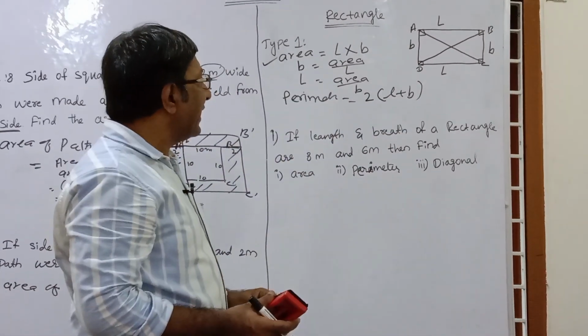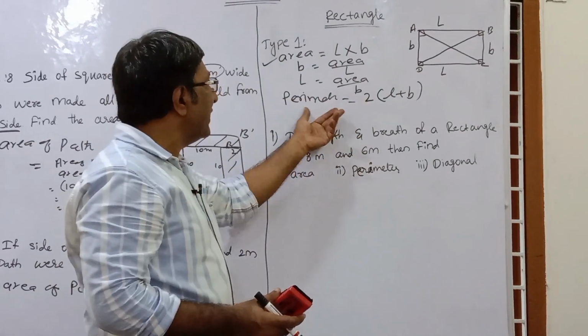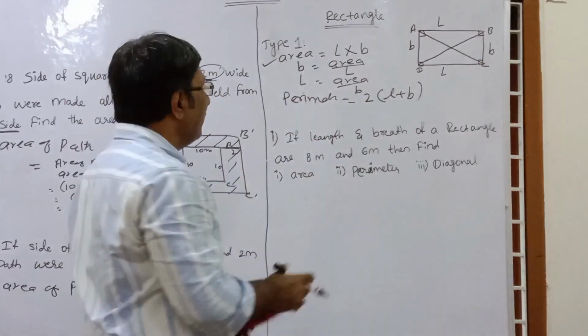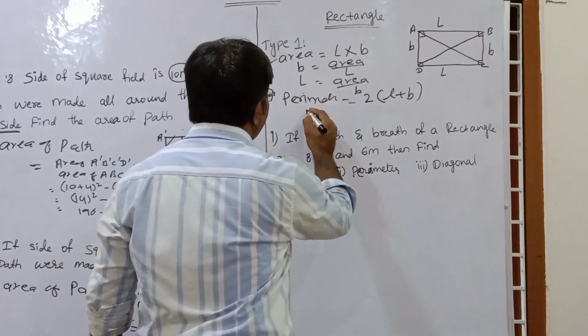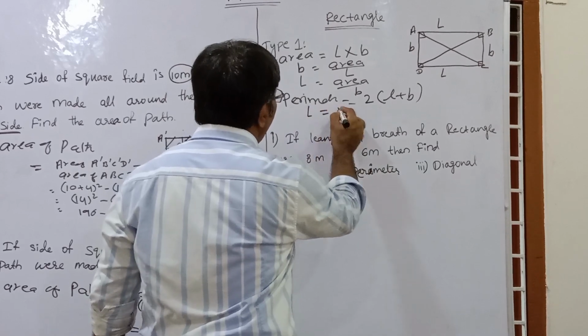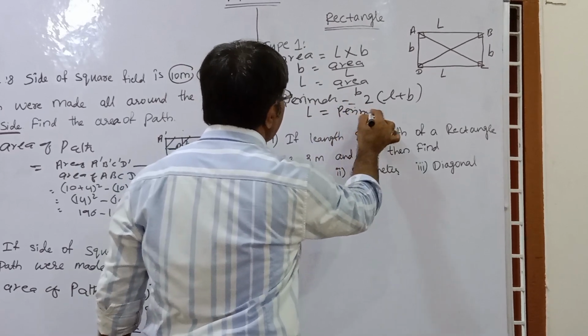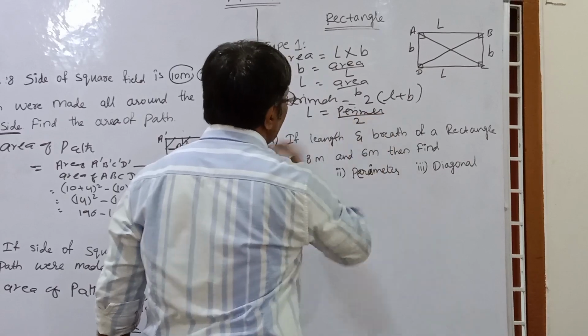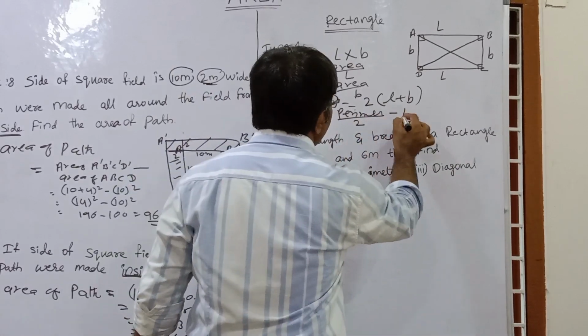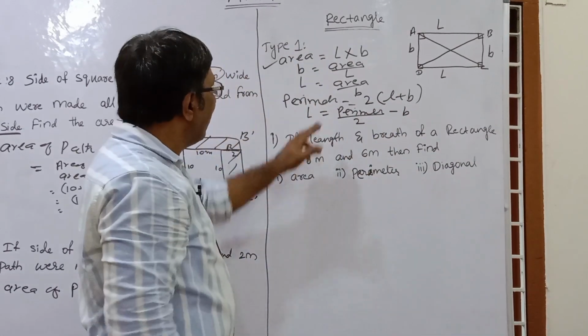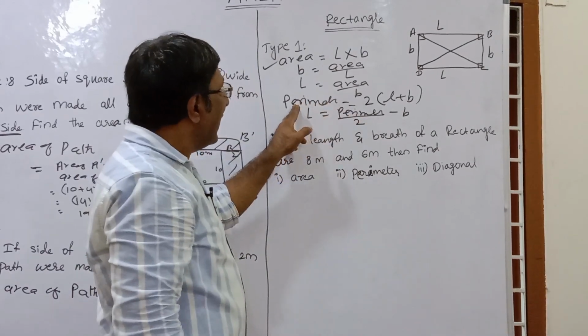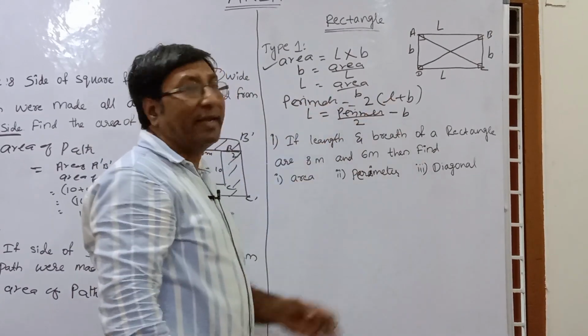the simple technique is what? First you divide the perimeter by 2. So if we want to find length, then length equals perimeter divided by 2, and then minus breadth. So first divide the perimeter by 2 and then subtract breadth, you will get length.